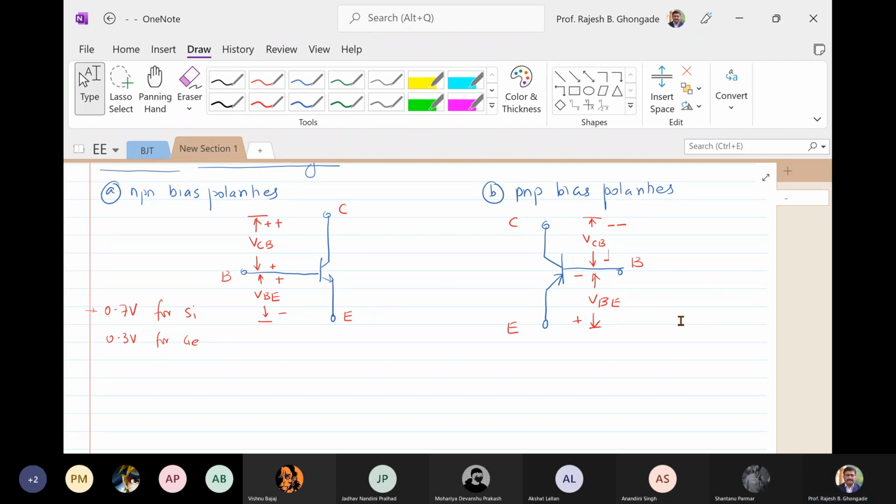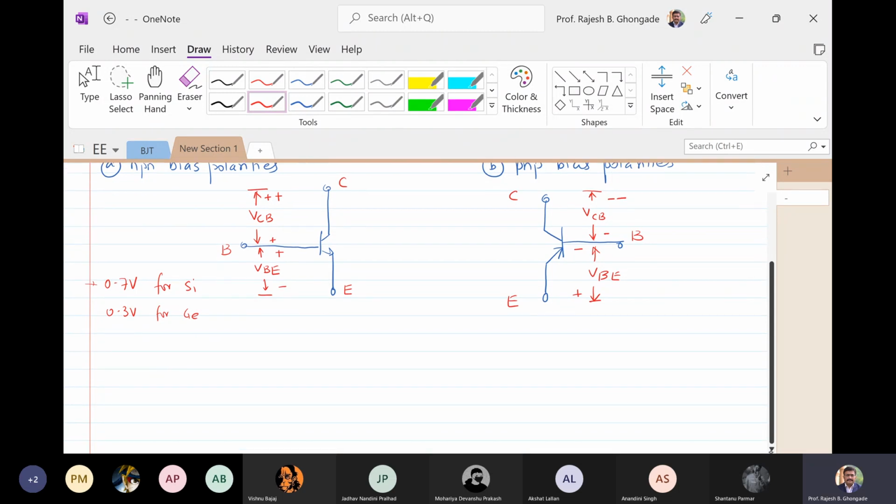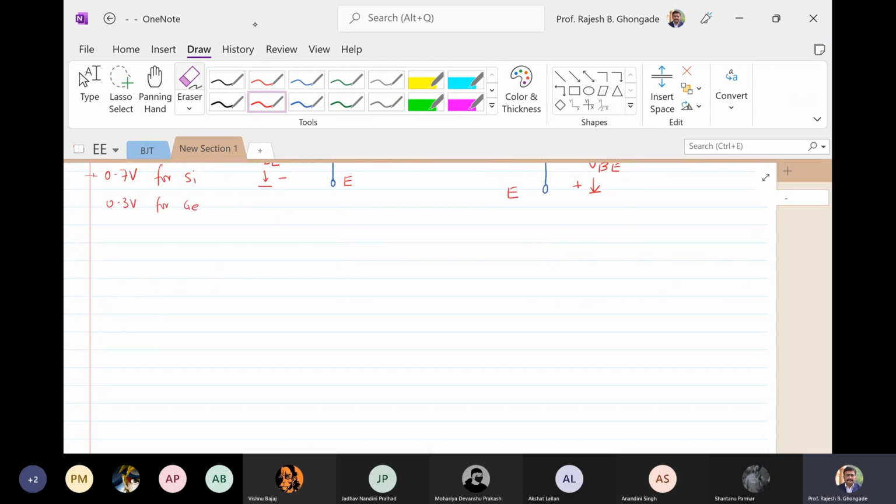So it should be quite easy for you to understand that this is the way in which the transistor polarities and the voltage are supplied externally in this DC condition only. We are not talking about AC anymore right now. Whenever we want to initialize the transistor, the bias polarities should be like this. Then only we can say that the transistor is now ready to begin its work.